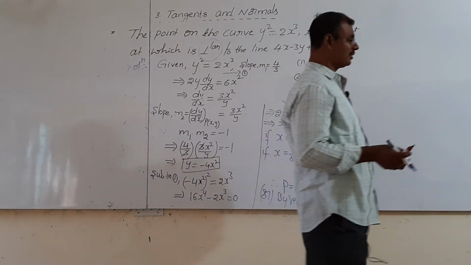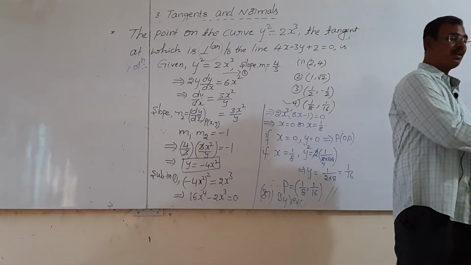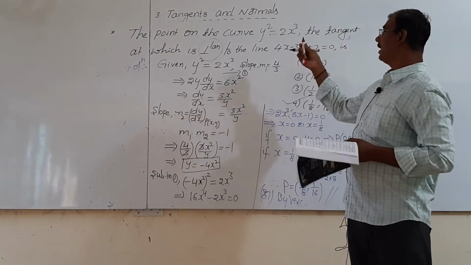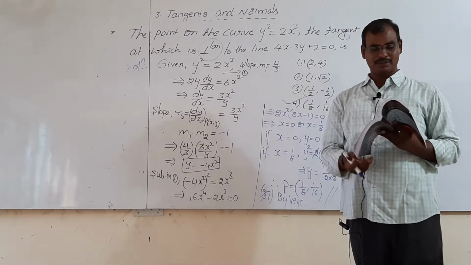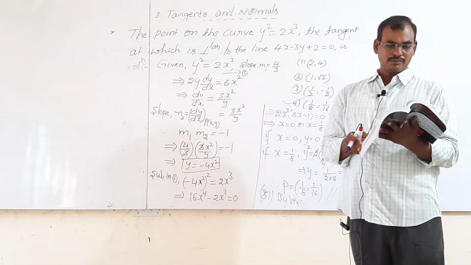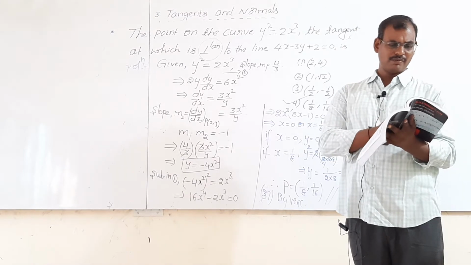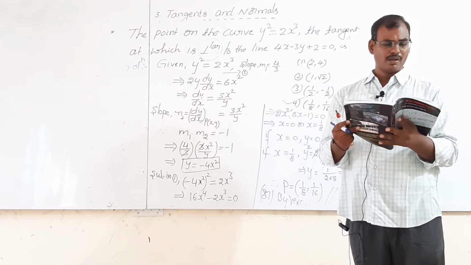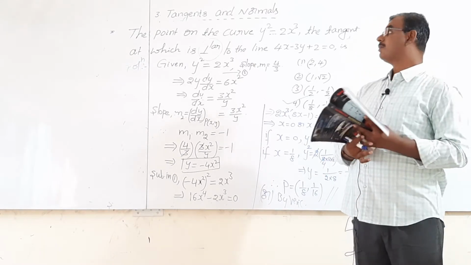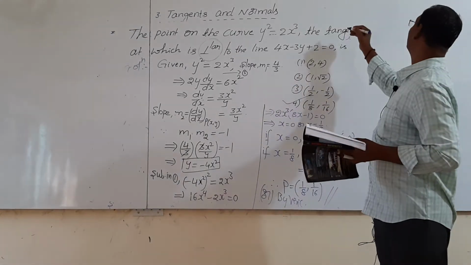Based on conditions: slope given, find the point. Point given, find the slope. Conditions are given, find the points. So different types of questions are asked. Last time, a very simple question was given: find the slope of the normal. The question is simple.